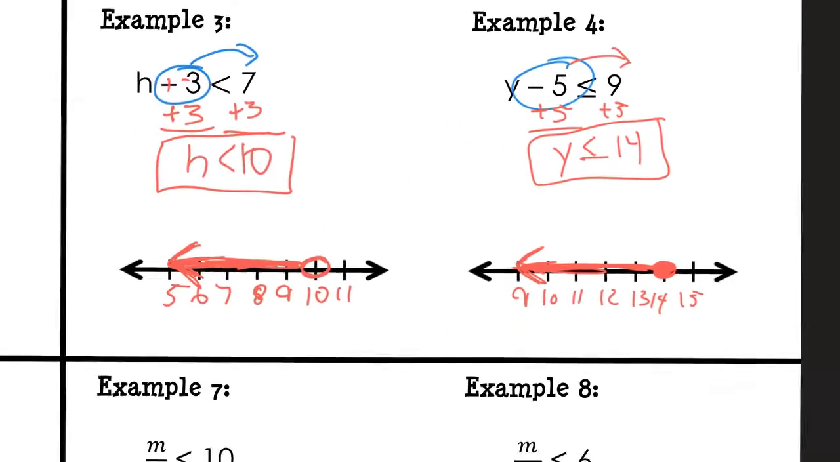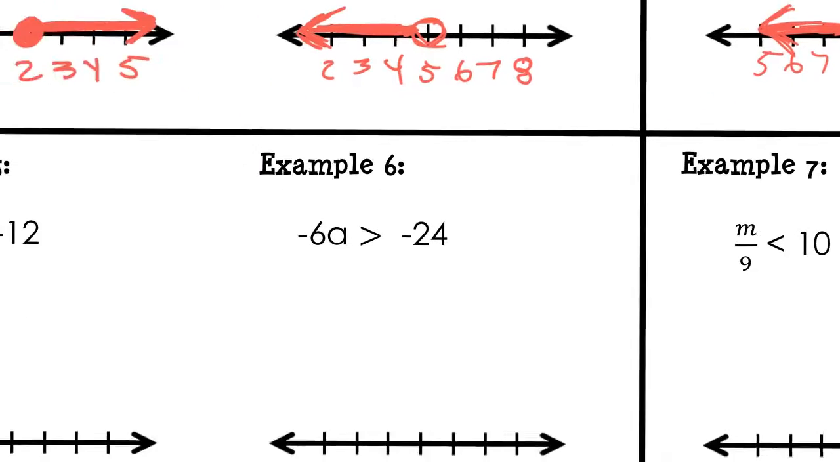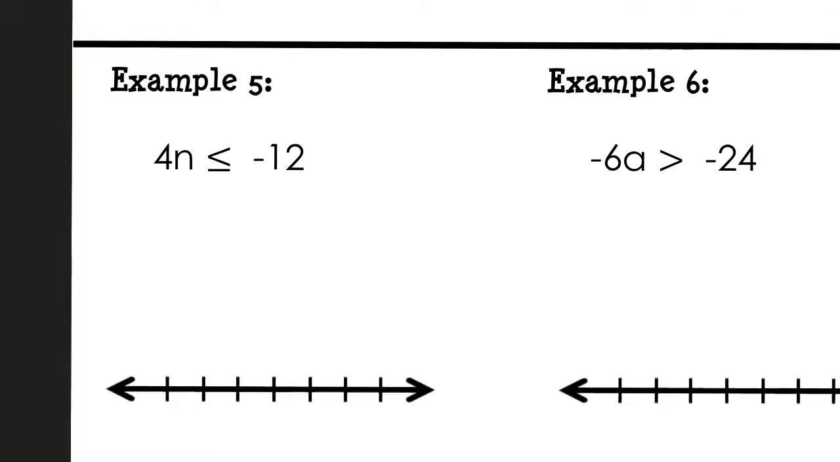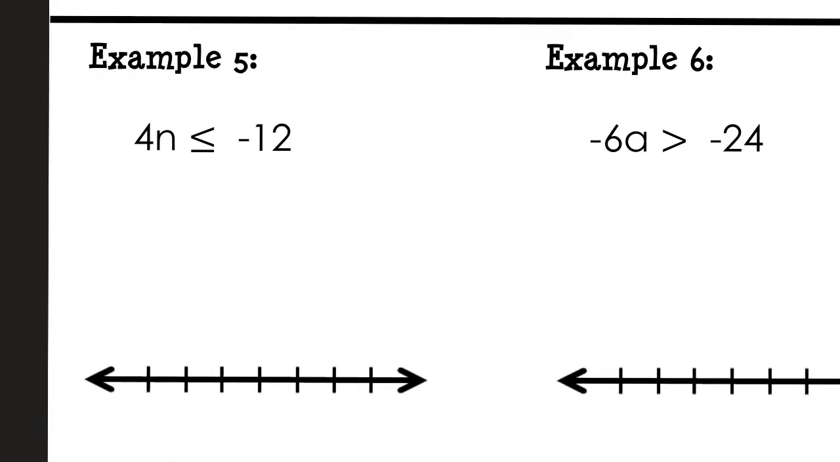All right, this is where things start getting a little more interesting. Now we have example 5. 4n is less than or equal to negative 12. Well, I want to isolate n, like I always do. And in this case, we've got this coefficient 4.